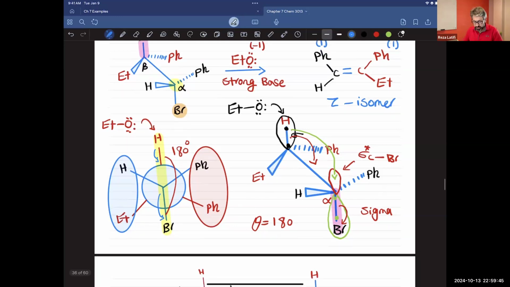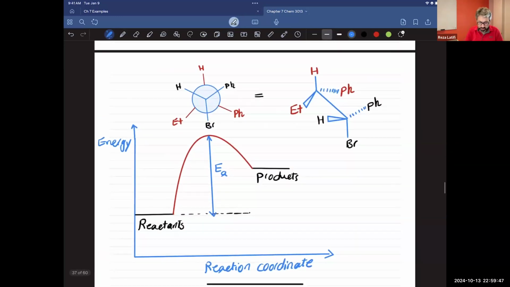Now, we have energy versus reaction coordinate. We started with the reactant, the alkyl halide, and we added a base to it, so plus a base. The base is going to take a hydrogen from the reactant, and this is going to be our base.